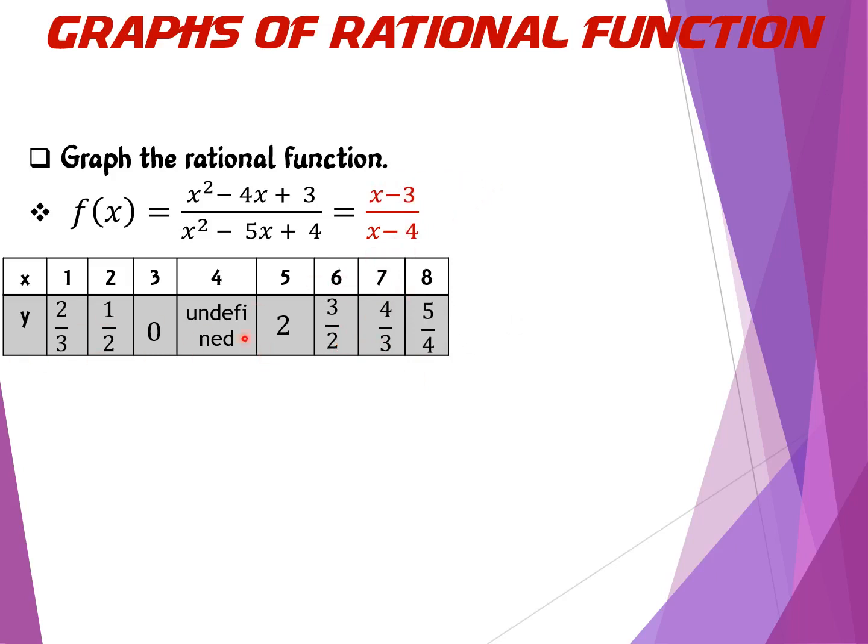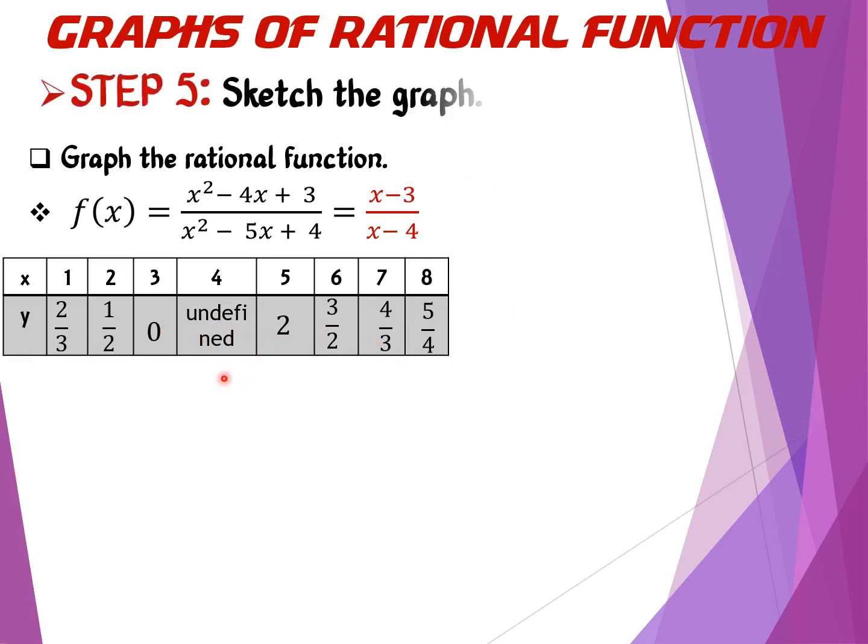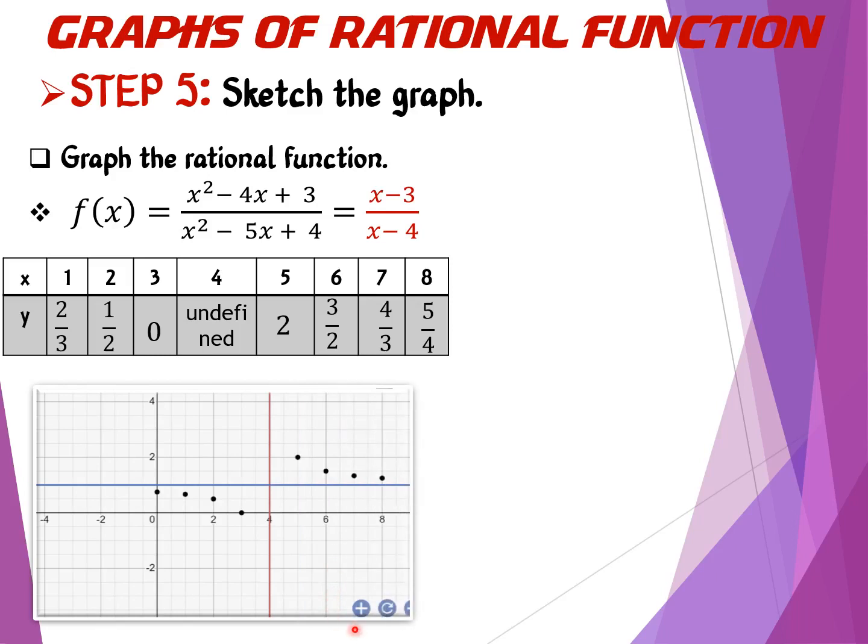So we will now plot these points in the Cartesian plane. Step number 5 will be to sketch the graph. This is now the plot of points. This is your horizontal asymptote, the blue one. The vertical asymptote is x is equal to 4. The horizontal asymptote is y is equal to 1. And these are the points.